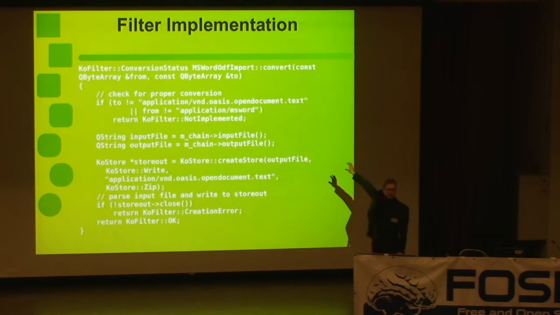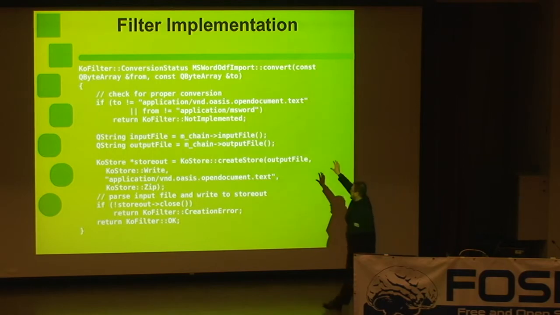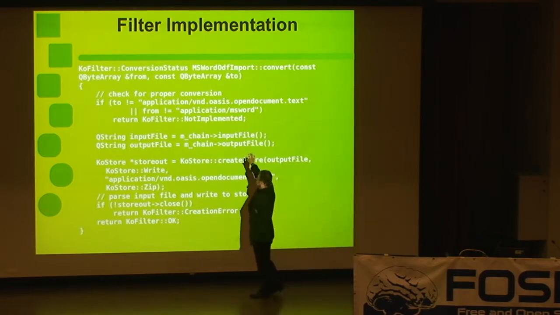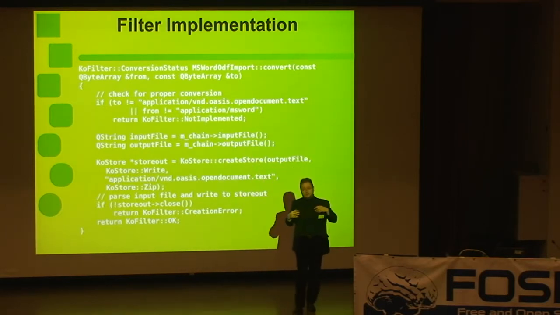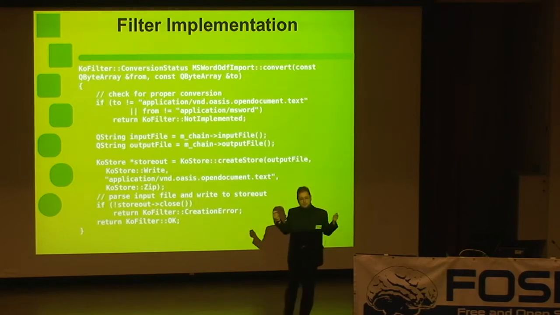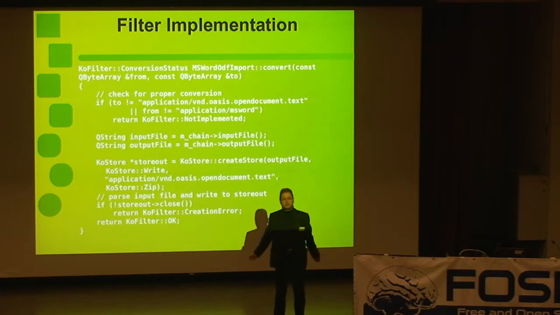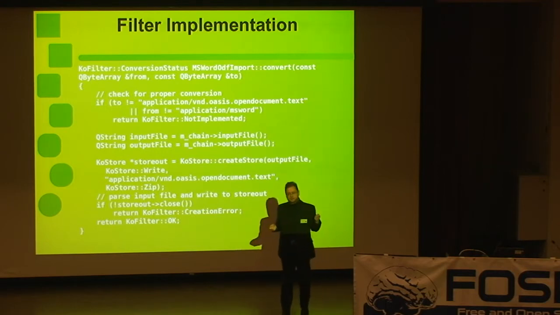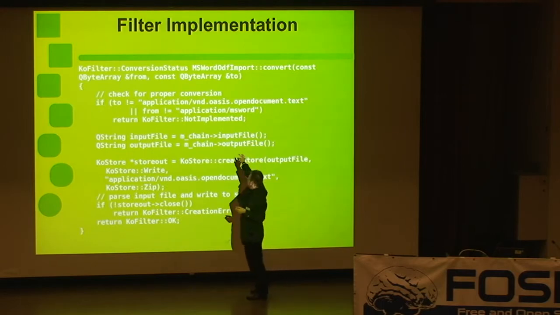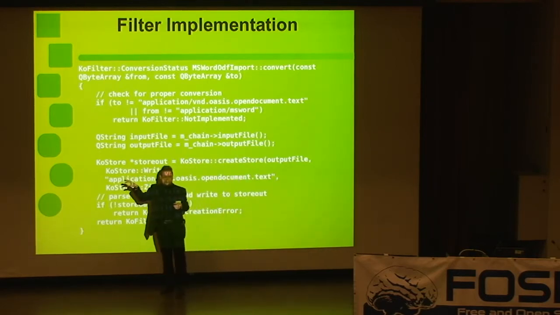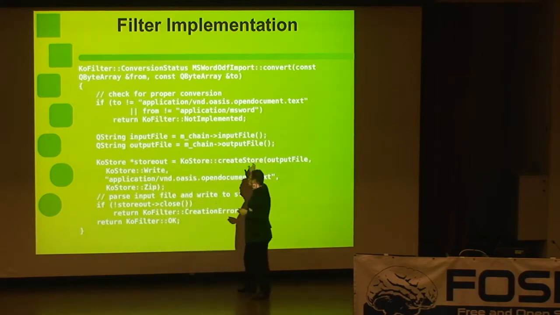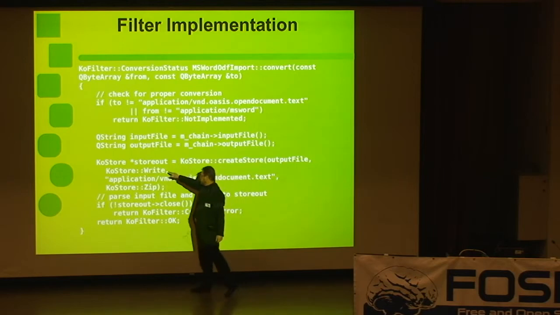So be defensive. Check that you indeed got documents of the right MIME type. That's the first part. Then get your input and output files. Calligra can chain filters, so if there is no direct conversion from one MIME type to another, but there is an intermediate format, we can go through the intermediate format. That's called the chain. We get the input file, and we get the output file, the file we have to read, the name of the file we have to write to. We create a KO store, which is a file system abstraction on that file, which we are going to write to.